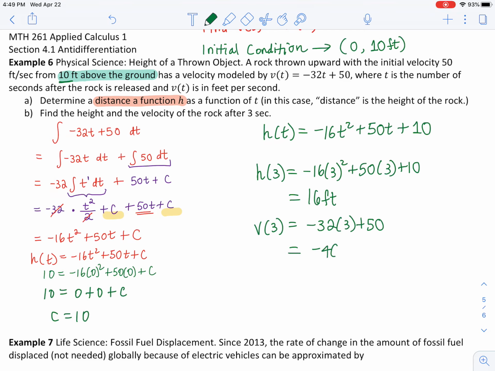Now let's find the velocity at 3, the velocity of the rock after 3 seconds. So plug 3 into the velocity function. If you do that, that's going to be negative 46 feet per second. And make sure you put the right units there. The velocity is negative because the rock is going down. The distance from the ground to this rock is decreasing. So it came out to be negative 46 feet per second.